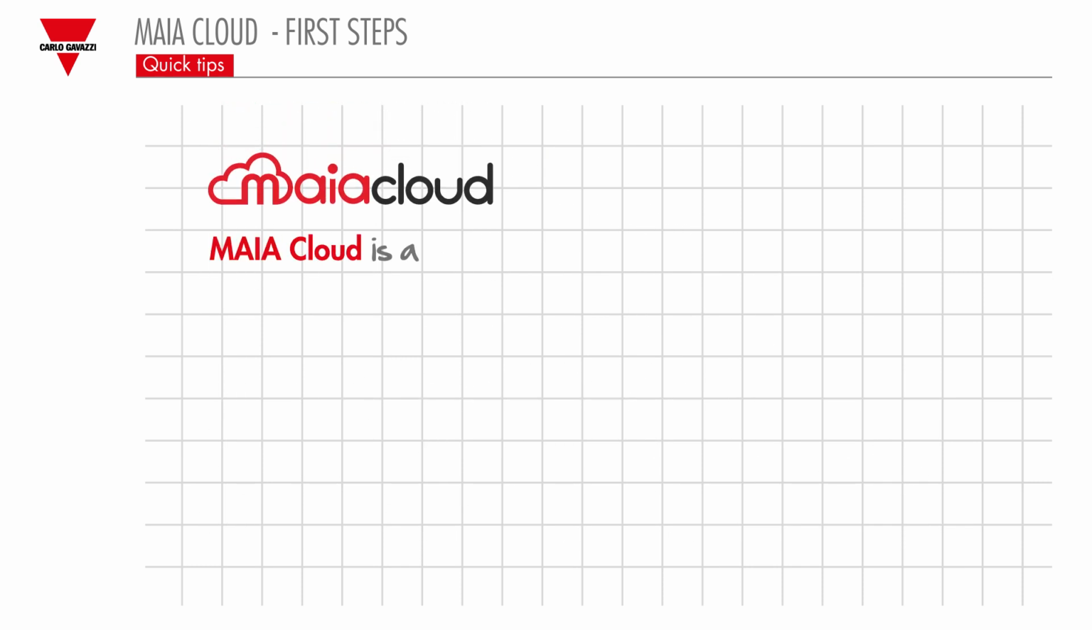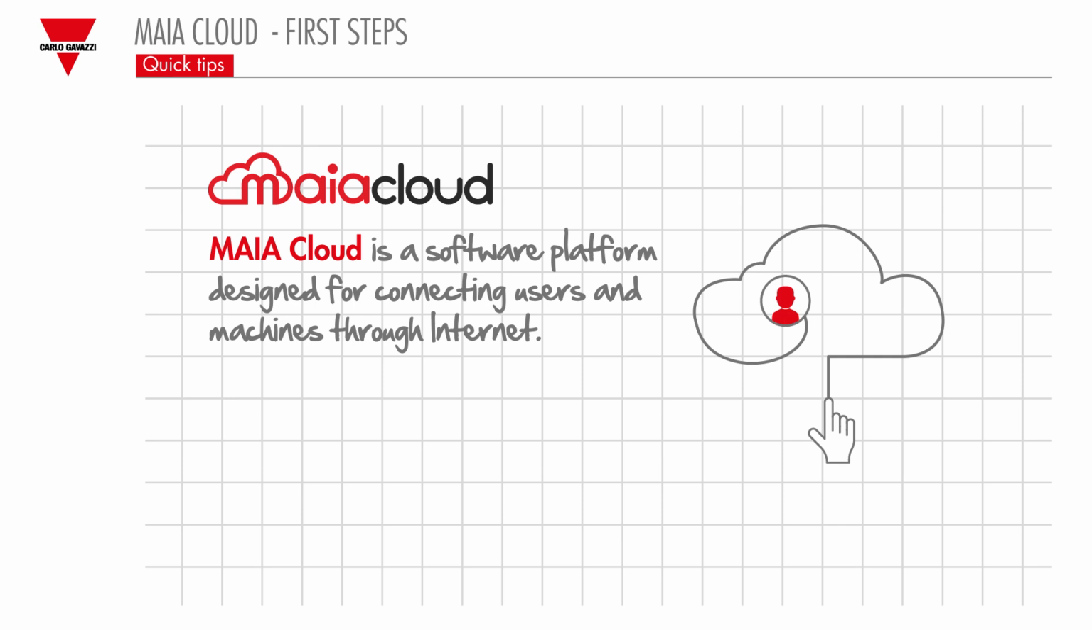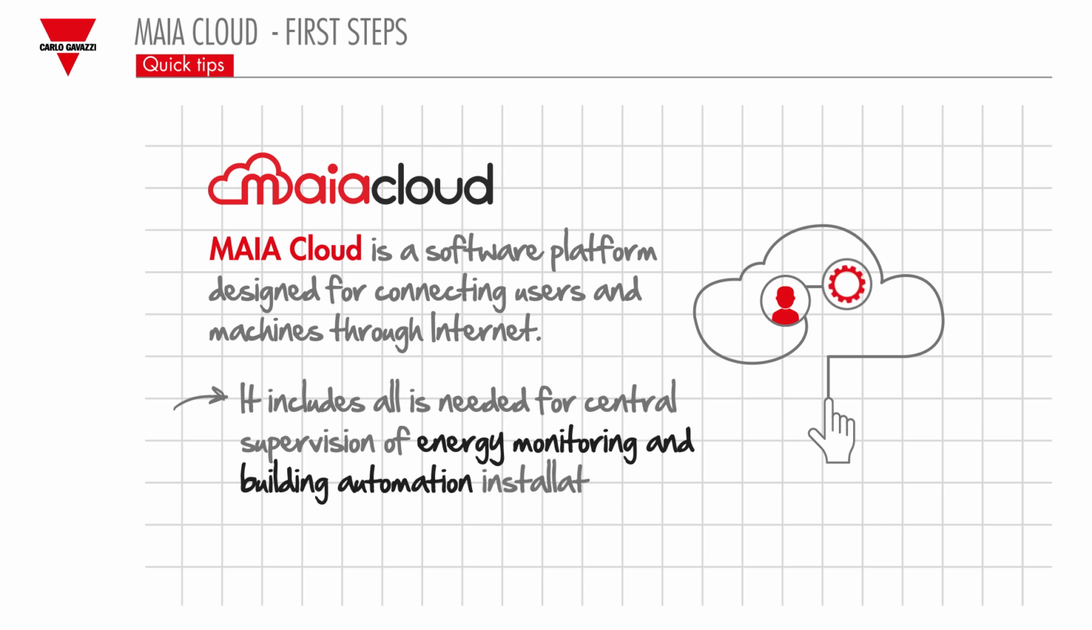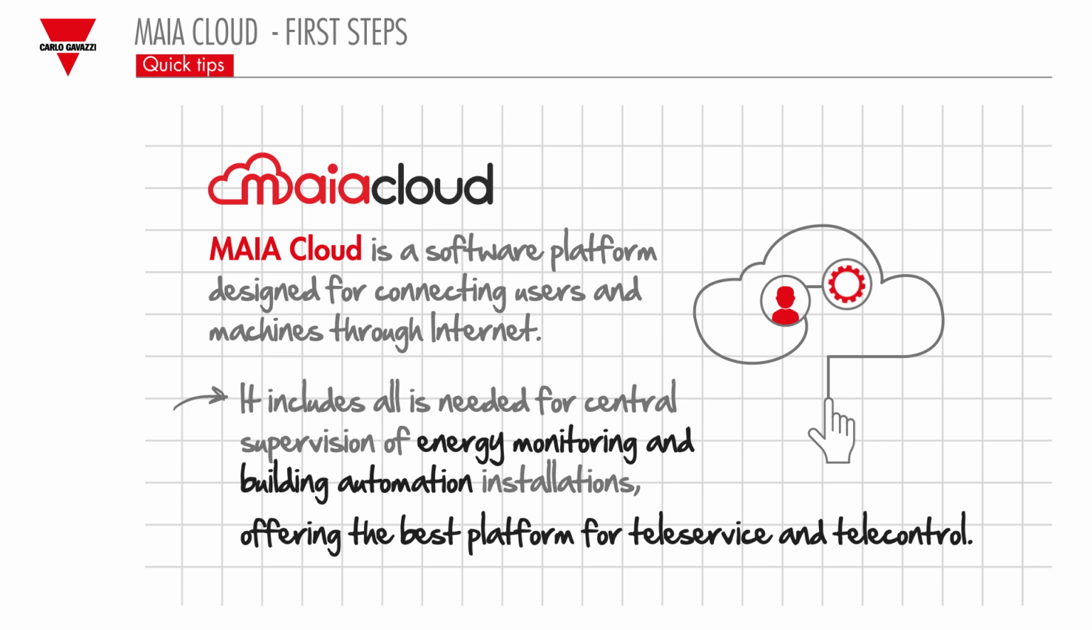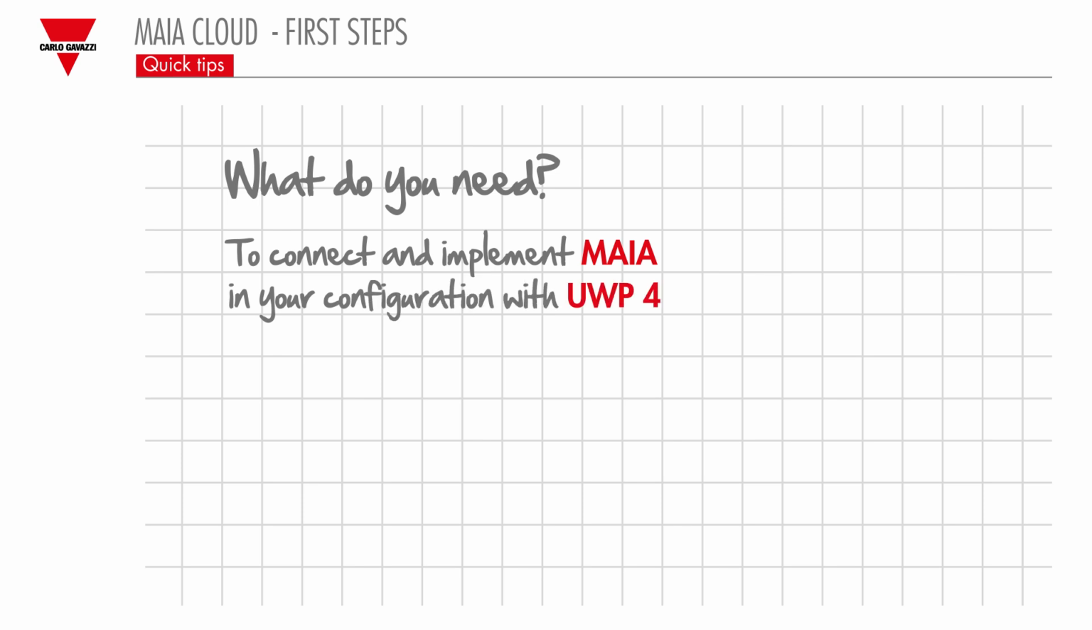MAIA Cloud is a software platform designed for connecting users and machines through internet. It includes all that is needed for central supervision of energy monitoring and building automation installations, offering the best platform for teleservice and telecontrol. What do you need to connect and implement MAIA in your configuration with UWP 4.0?